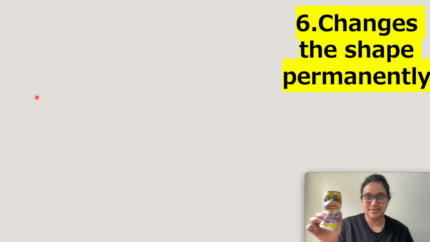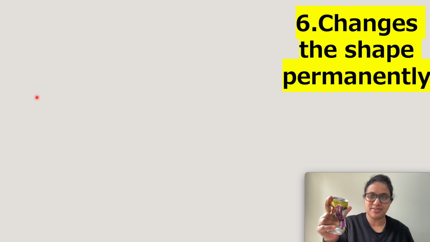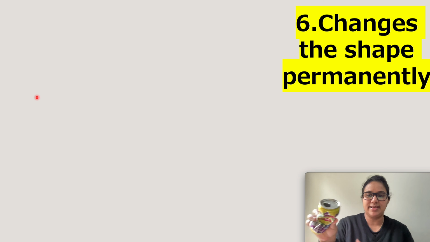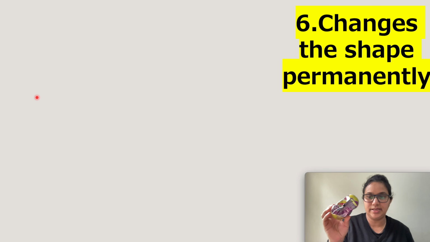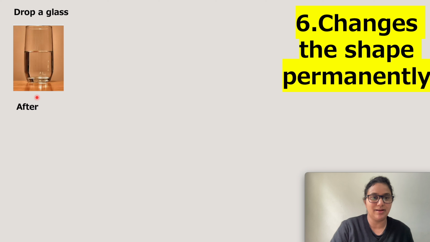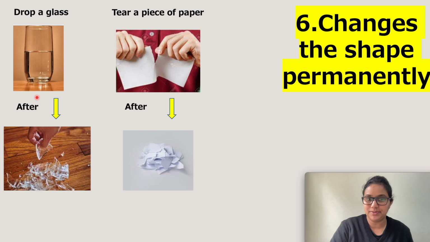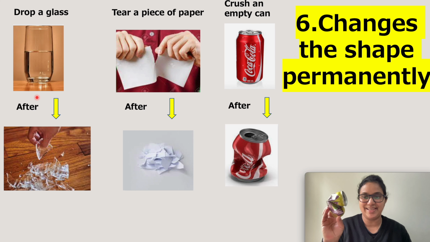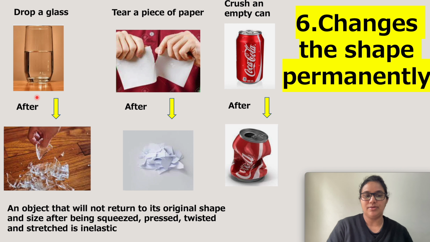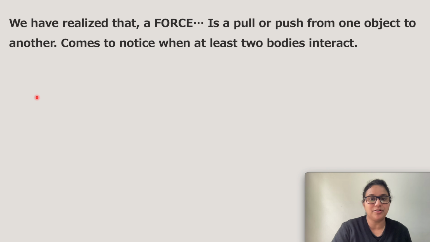The best example is the can. So if I apply more force, what happens? You can see the size is completely changed. Few other examples: drop a glass and tear a piece of paper, that we always do, right? Crush an empty can. So you have seen it, right? So these are the changes that can happen permanently. So an object that will not return to its original shape and size after being squeezed, pressed, twisted or stretched is inelastic in nature.